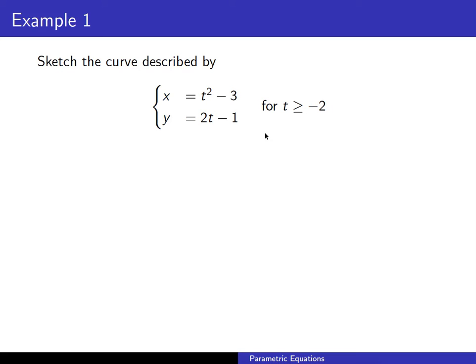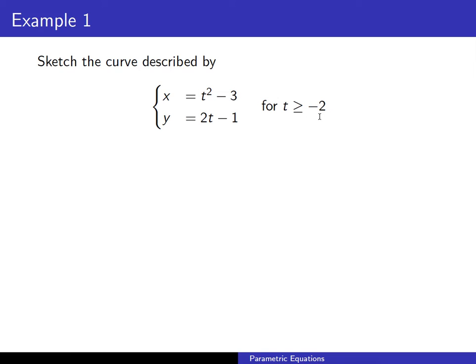So we are going to take a look here at example 1, sketching a curve described by x and y. Each x coordinate is a function of t, where the function is t squared minus 3, and each y coordinate is a function of t, where the function is 2t minus 1. And we're going to look at this graph for values of t greater than or equal to -2.